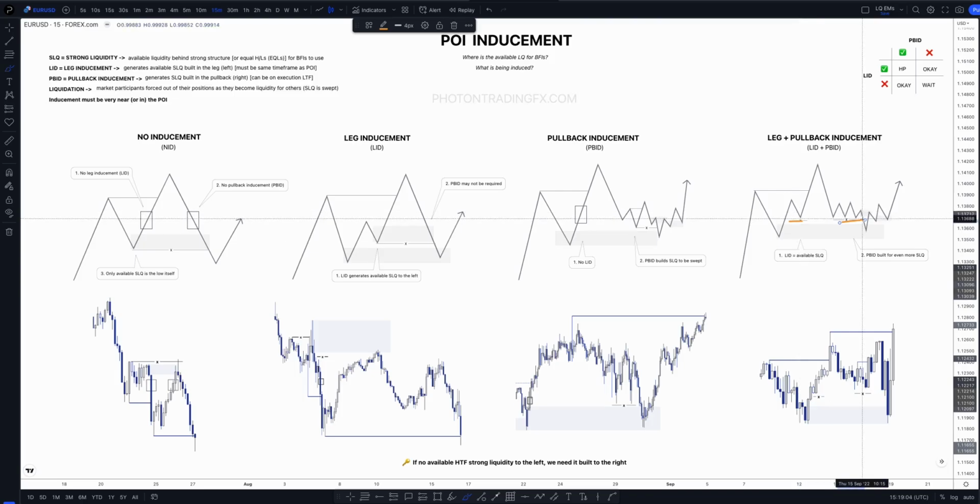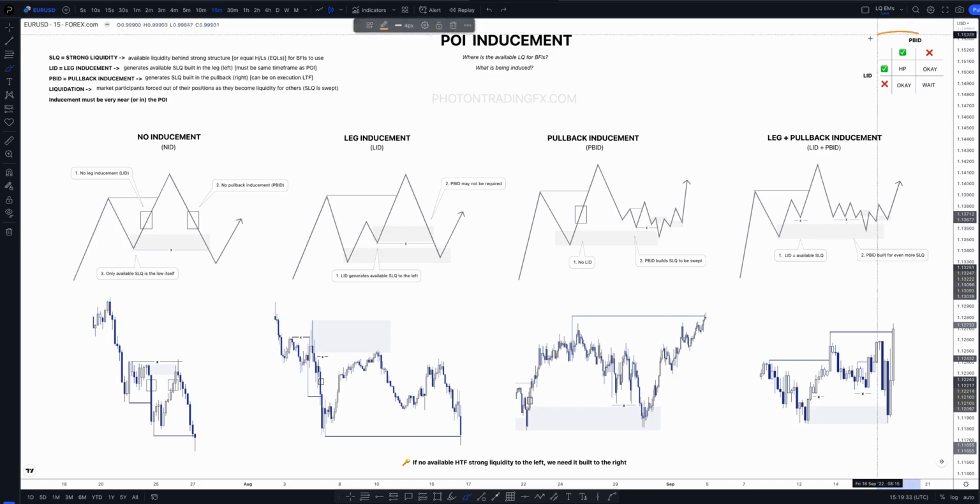Okay. So if I could probably simplify everything when it comes to inducement, first example is when there's none on the left, none on the right. So this is probably going to go. Here, if it's built on the left, then you've got a decent chance that will be enough. Here, if there's none on the left, but there is on the right, again, you've got another decent chance that might be enough because at least some liquidity has been generated. And here, if you have both, that's in theory always going to be the highest probability. Okay, if you have inducement to the left, if you have leg inducement, and you have pullback inducement, happy days.